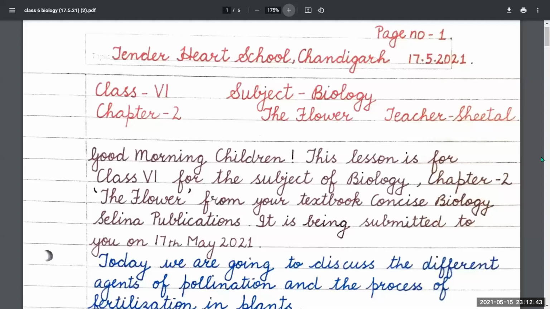Good morning, children. This lesson is for Class 6 for the subject of biology, chapter number 2, the flower, from your textbook, Concise Biology, Selina Publications. It is being submitted to you on 17th of May 2021.